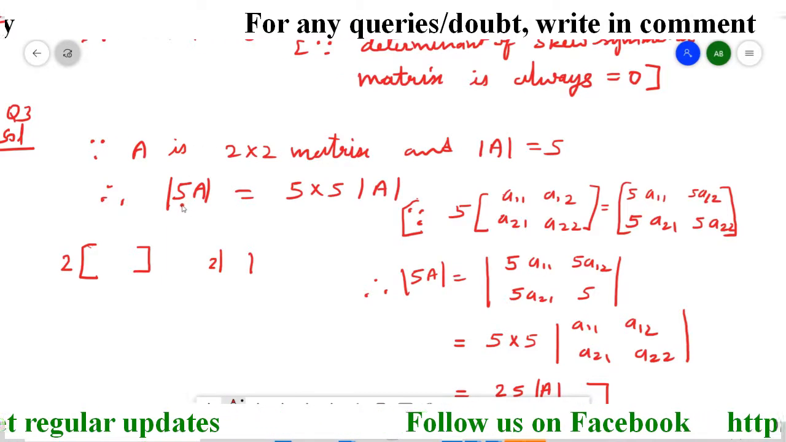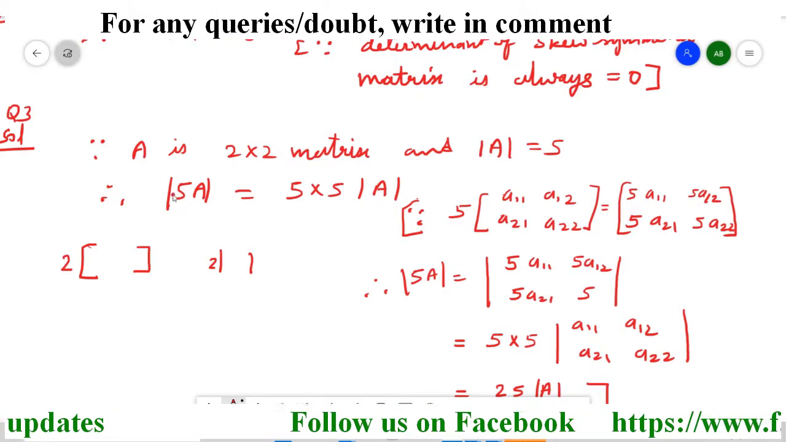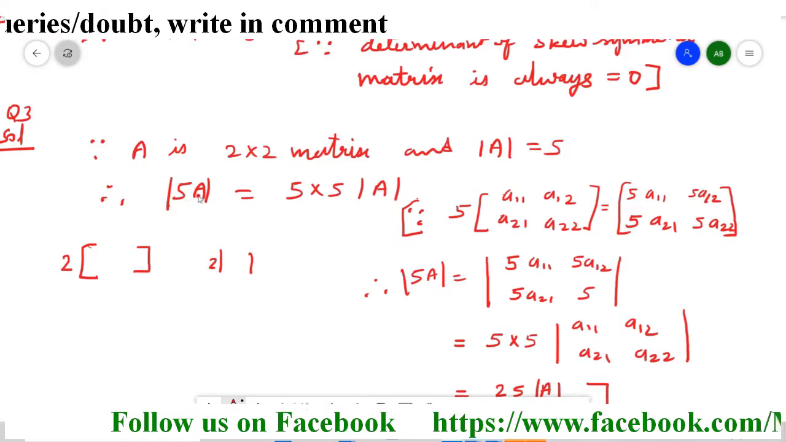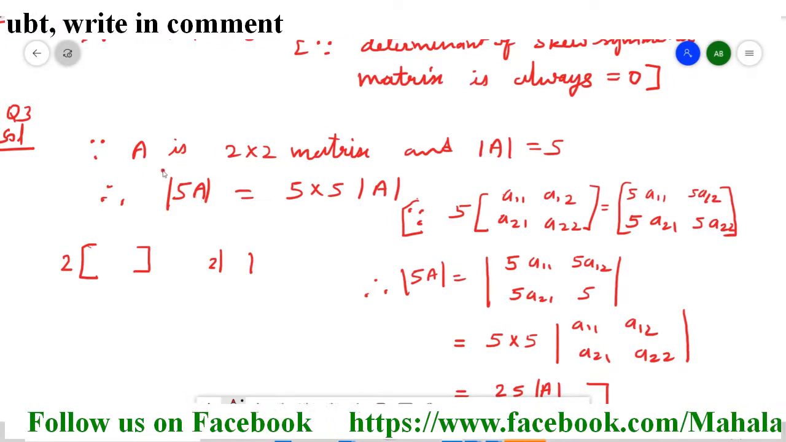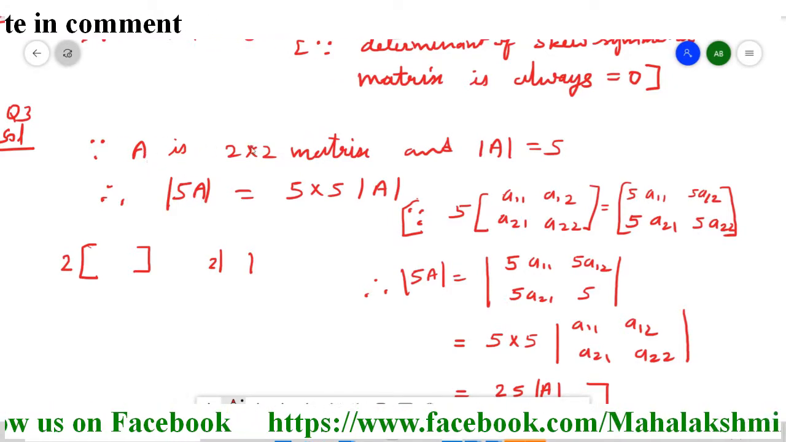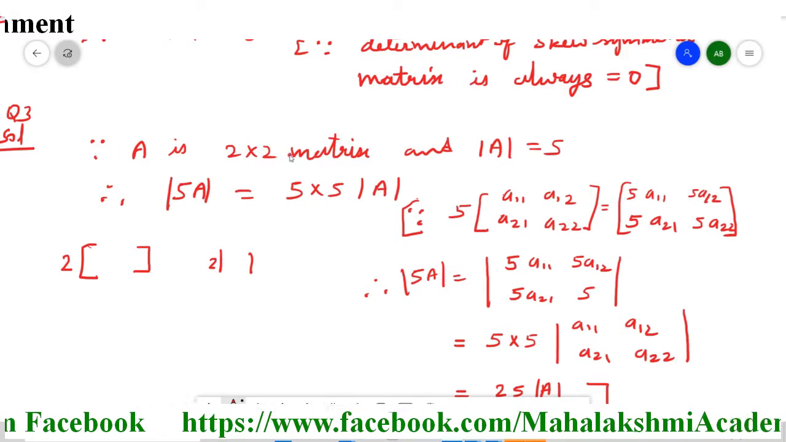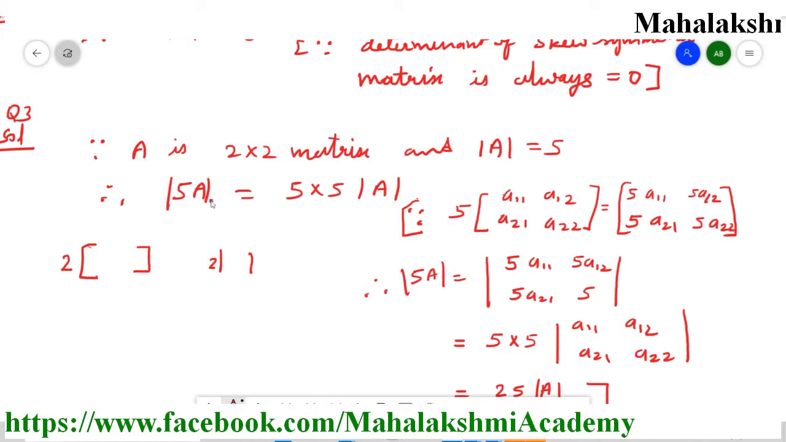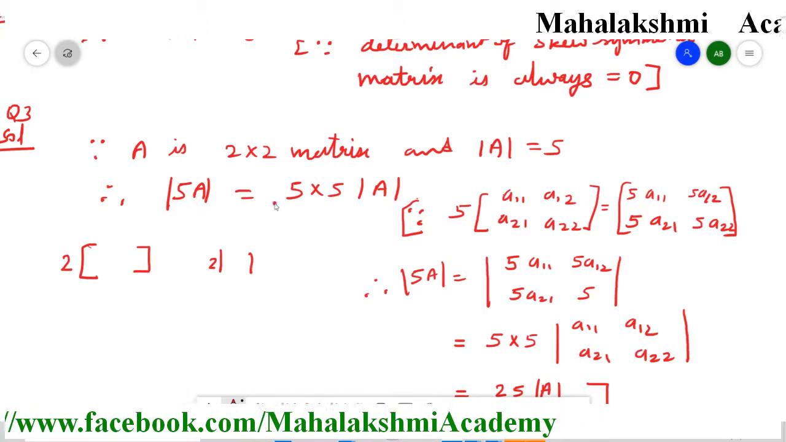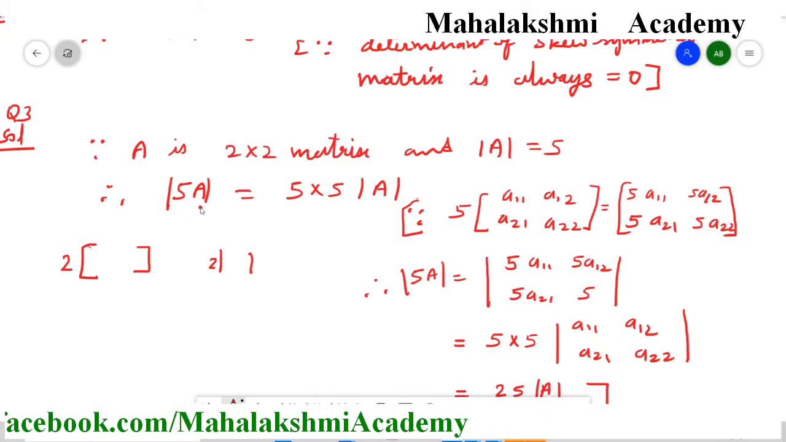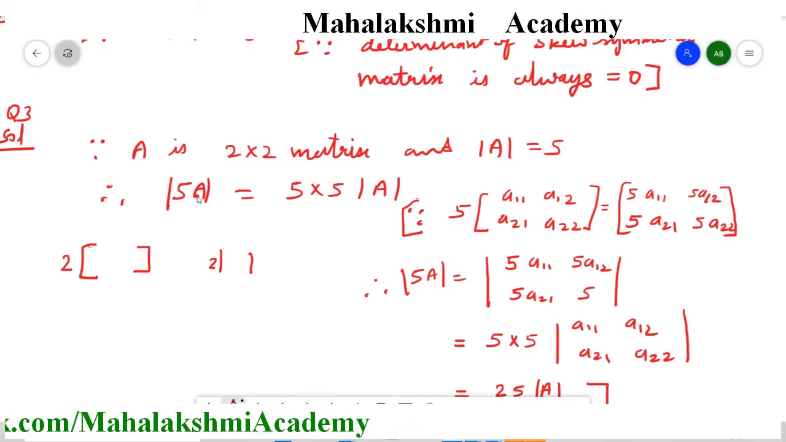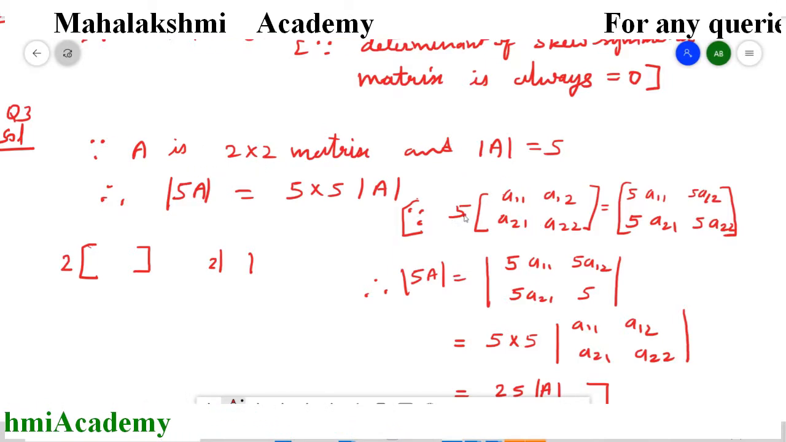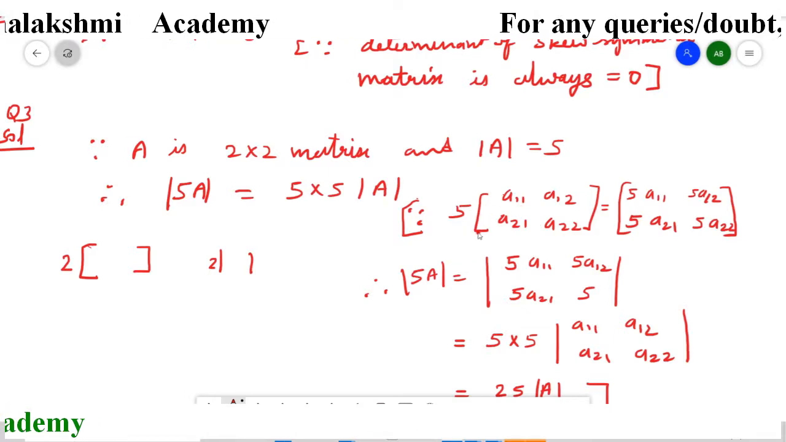Again I am explaining. The question given to us is the determinant of A is 5. We have to find the determinant of the product 5A. So what is A here? A is a matrix, a 2 by 2 matrix, and then 5 is multiplied by A. So just see how it's going to happen. A is going to be like this, so 5A means this.